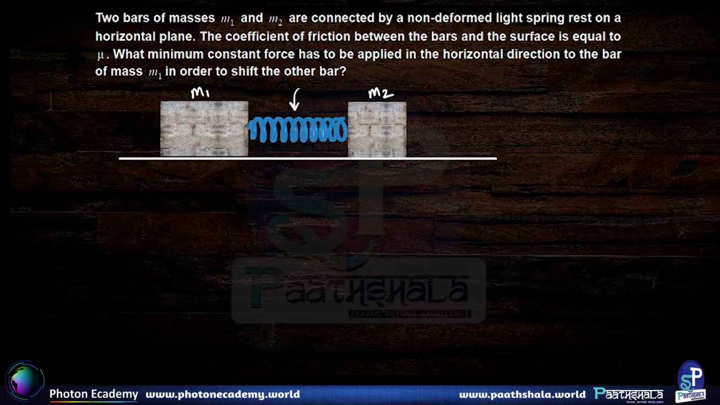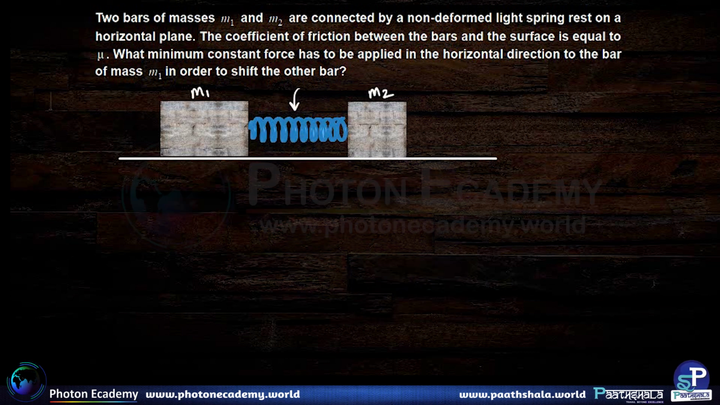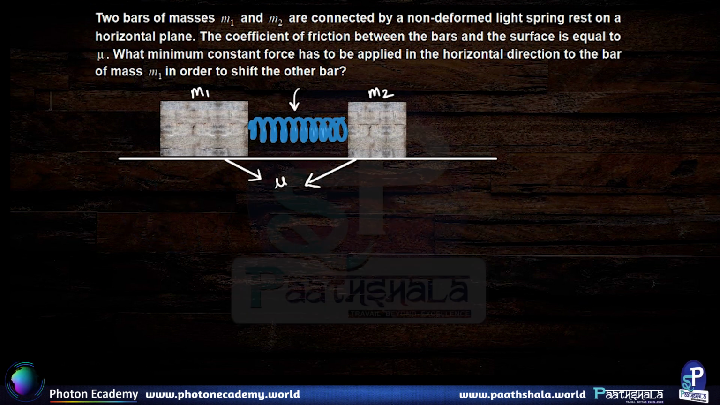resting. So now the coefficient of friction between the surfaces of contact, between m1 and the horizontal surface, and m2 and the horizontal surface, the coefficient of friction everywhere happens to be equal to mu. Alright. So what is the minimum constant force F that needs to be applied to the bar of mass m1 in order to shift the other bar? So this is the force F that we have to apply on the block m1 in order to shift the block m2.